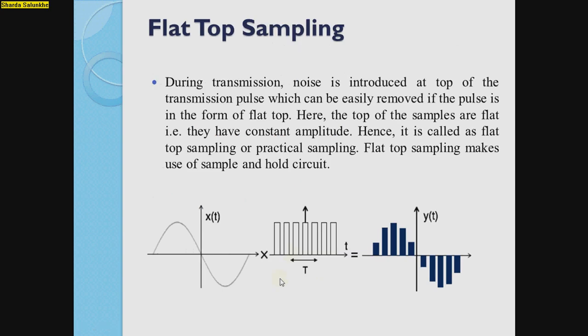So the third sampling method is the flat top sampling method. During the transmission, noise is introduced at the top of the transmission pulse, which can be easily removed if the pulse is in the form of a flat top. Here the top of the samples are flat and they have constant amplitude, and hence it is called flat top sampling or practical sampling. Flat top sampling makes use of the sample and hold circuit. So x of t gets multiplied with the pulse train having the period T, and you will get the sampled signal y of t.